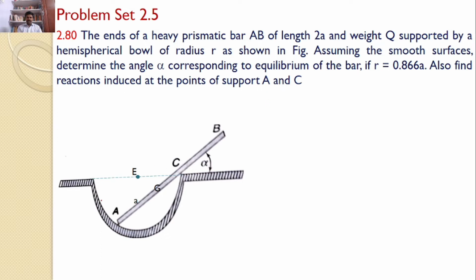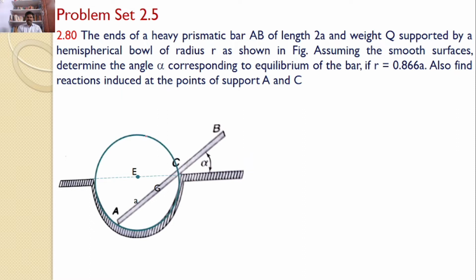That means here you can see a hemispherical bowl. Half of the hemispherical bowl is AC, and the full hemispherical bowl will be something like this. Now in that, a prismatic bar AB is placed and this makes an angle alpha with the horizontal. The total length of the bar AB is given as 2a and let G be the center of gravity. Hence AG is equal to a. Our interest is to find the value of alpha for the system to be under equilibrium.